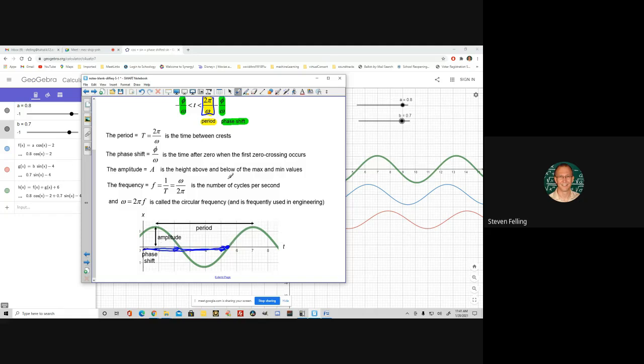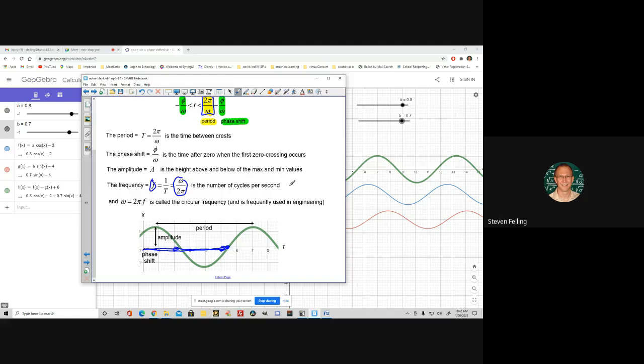Okay, and then the amplitude is just the total amplitude above or below the baseline that the wave is waving. And then the frequency is 1 over the period, so it's omega over 2 pi, which means if you solve this for omega, omega is 2 pi times the frequency.